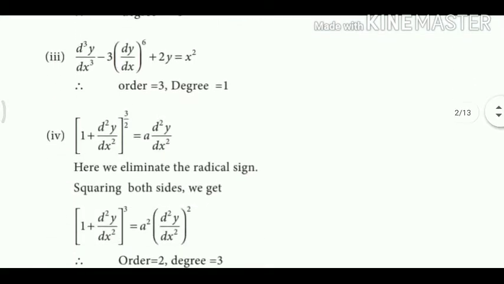Now we are going to see about the third sum. So all the sums are like that only. So I explain one by one. So third one, d cube y by dx cube minus 3 times of dy by dx whole power 6 plus 2y equal to x cube. So here there are two derivatives given. One is dy by dx, next one is d cube y by dx cube. Here the order is 3 because the highest derivative is d cube y by dx cube. Therefore order is 3. The power of this d cube y by dx cube is 1. Therefore degree equal to 1.